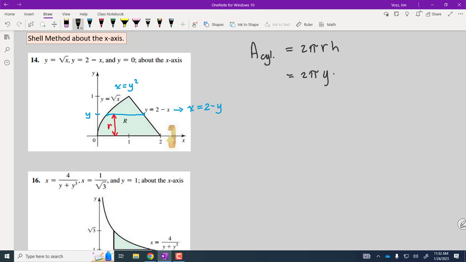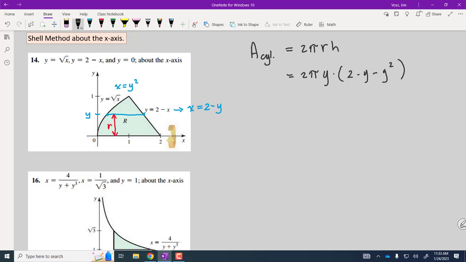Now the height of this element, it's a sleeping rectangle, so its height is right minus left. It's right x minus left x. That's the height of this rectangle. So the right x is 2 minus y. The left x is y squared. So that is right minus left. The right x is 2 minus y. The left x is y squared. Take the difference. There's your height.